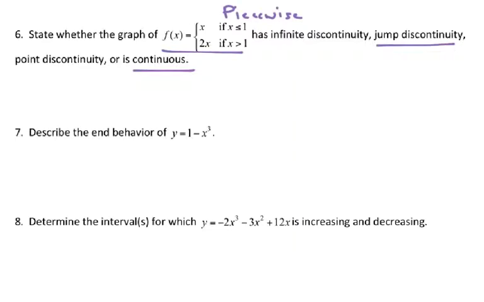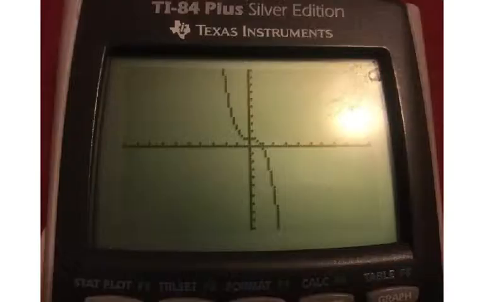Number 7, describe the end behavior of y equals 1 minus x to the third. So first I would graph this in the calculator. The way end behavior works is there's two pieces to the graph. There's the part that's on the right side of the graph and the part that's on the left side of the graph. The right side of the graph is the side where the x values are going to infinity.